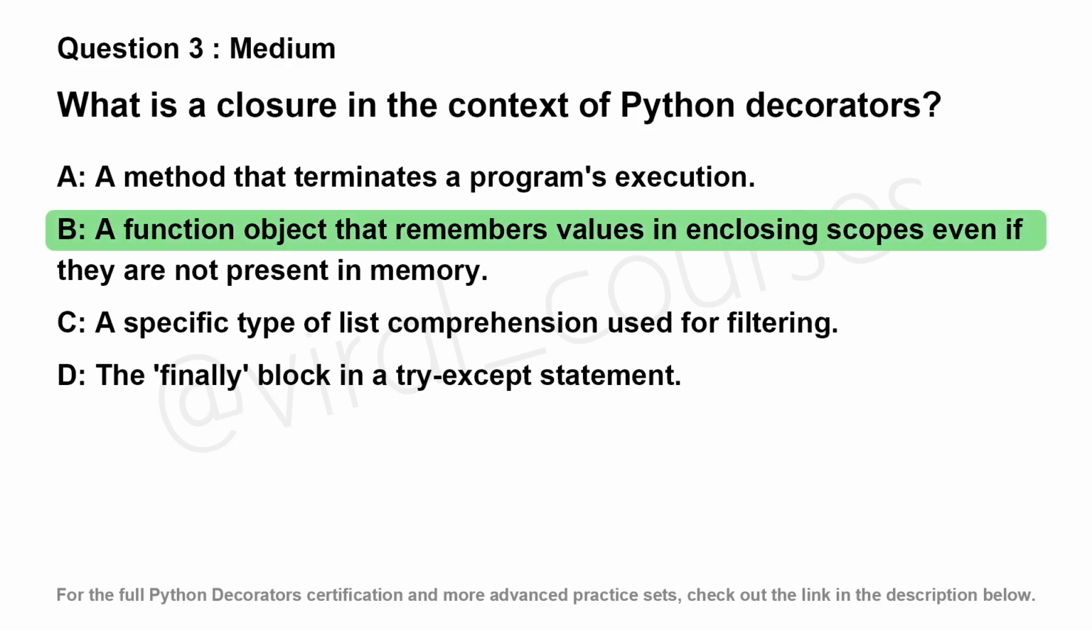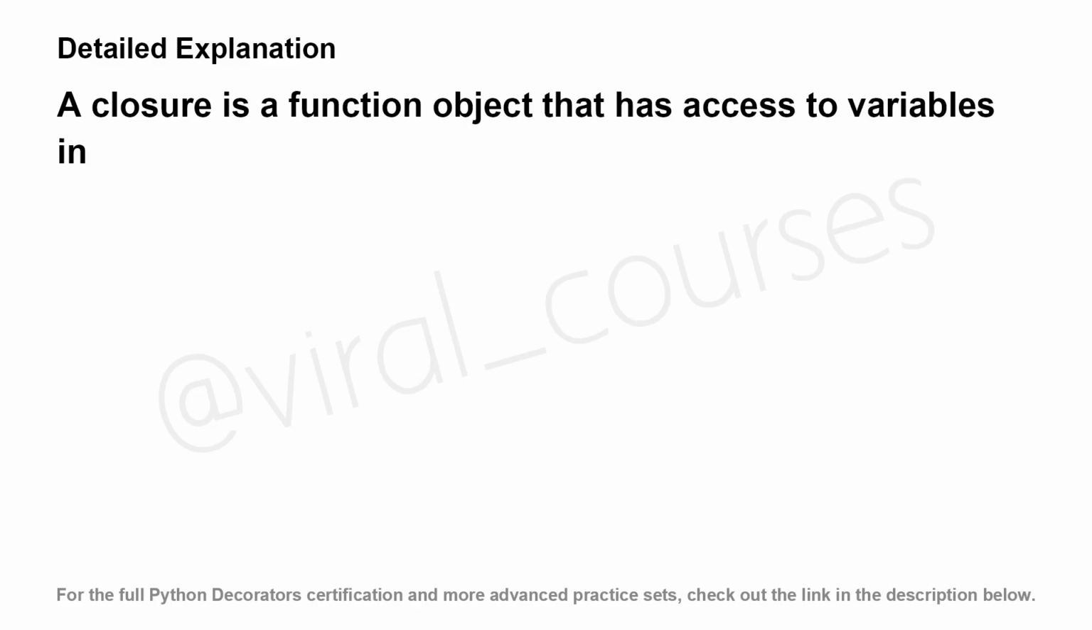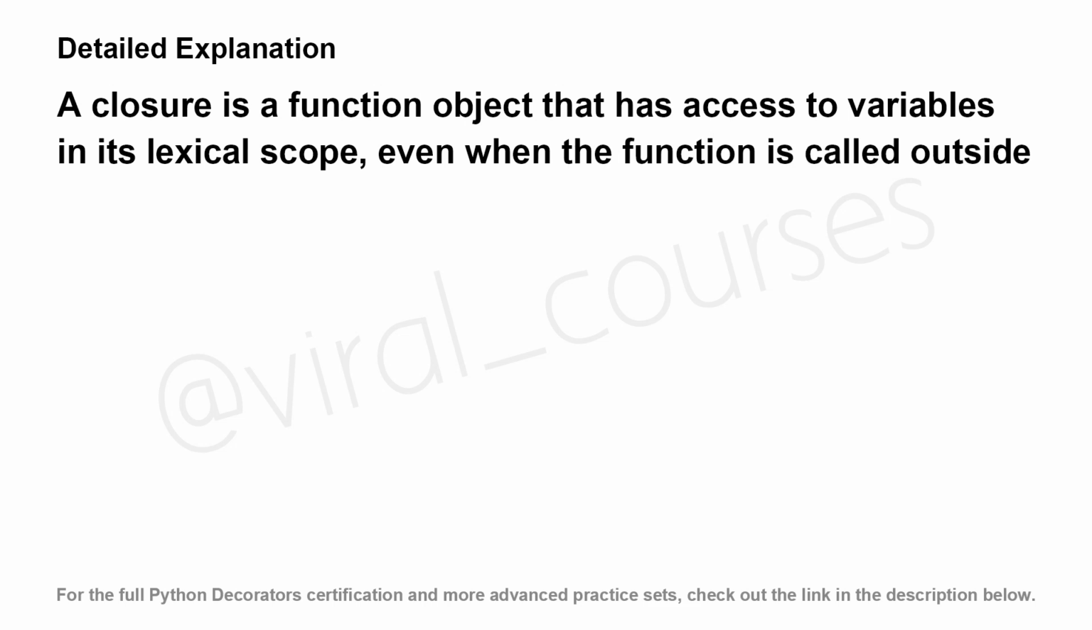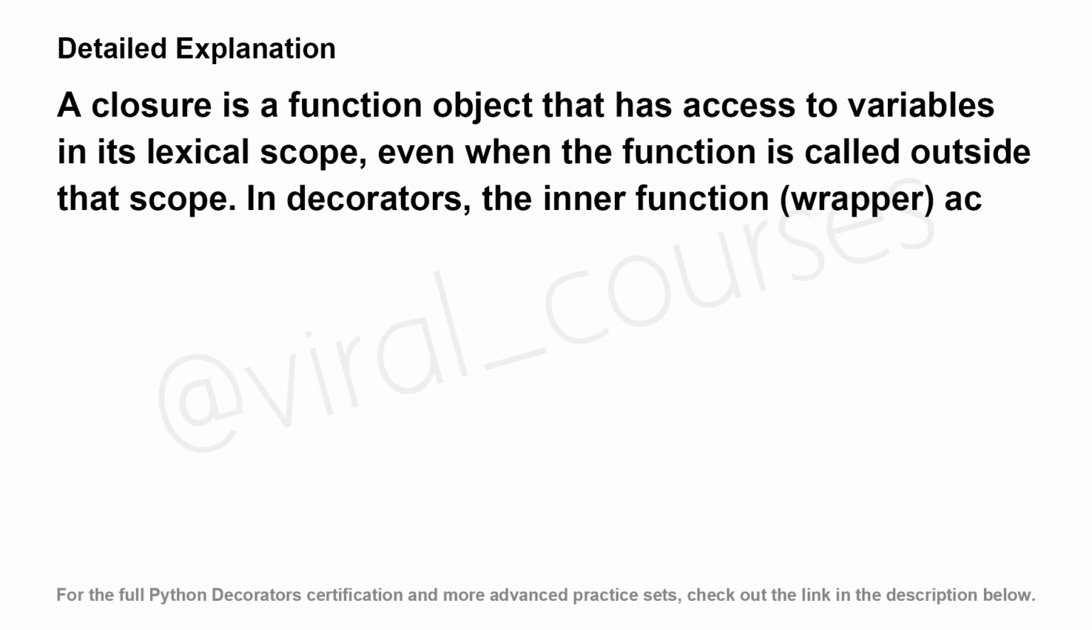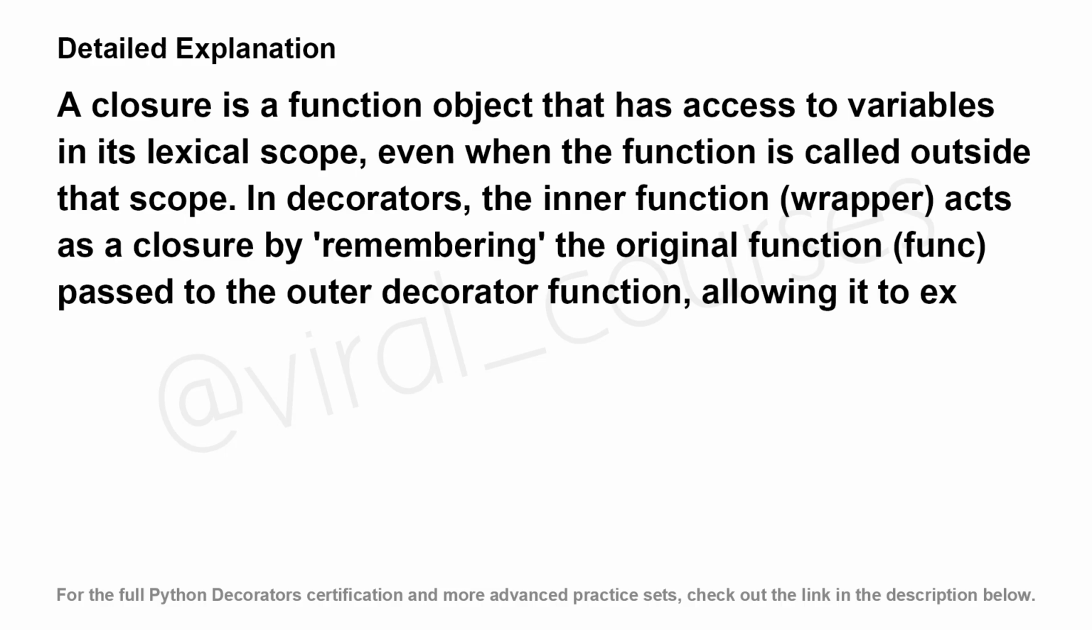The correct answer is B. A closure is a function object that has access to variables in its lexical scope, even when the function is called outside that scope. In decorators, the inner function, wrapper, acts as a closure by remembering the original function, func, passed to the outer decorator function, allowing it to execute that function later.